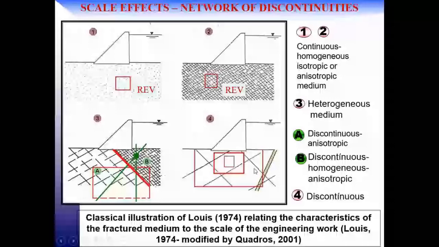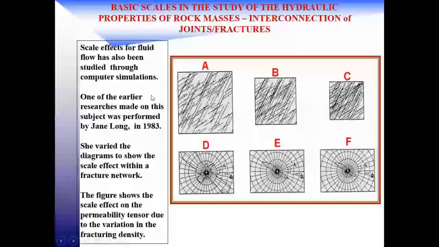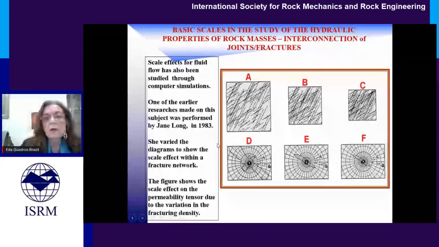Scale effects for fluid flow have also been studied through computer simulations. One of the early pieces of research on this subject was performed by Jane Long in 1983. She varied the diagrams to show the scale effect within a fracture network. The figure shows the scale effect on the permeability tensor due to the variation of the fracture density. Here, when the representative elementary volume approaches a uniform medium, the tensor is clearer.